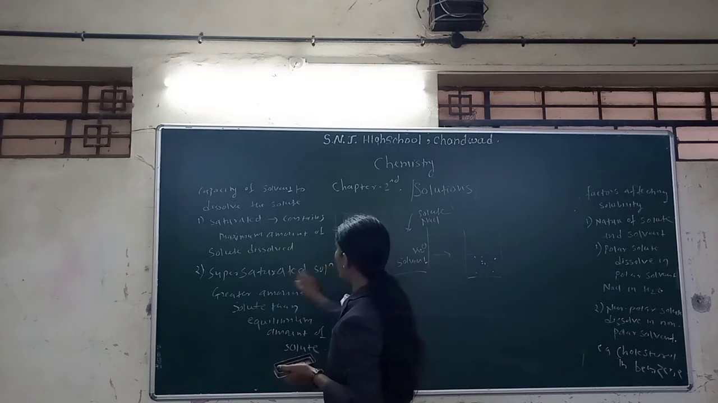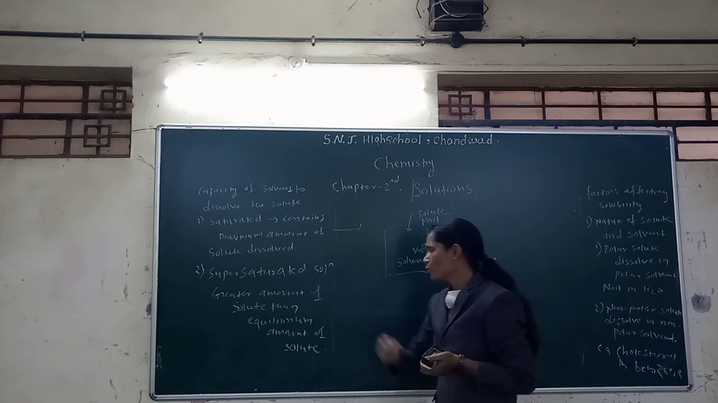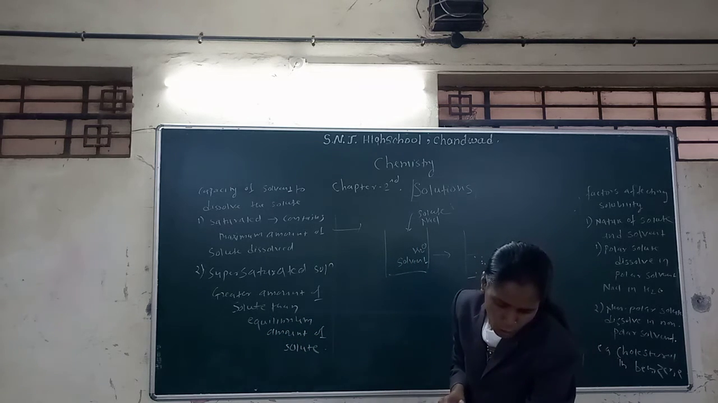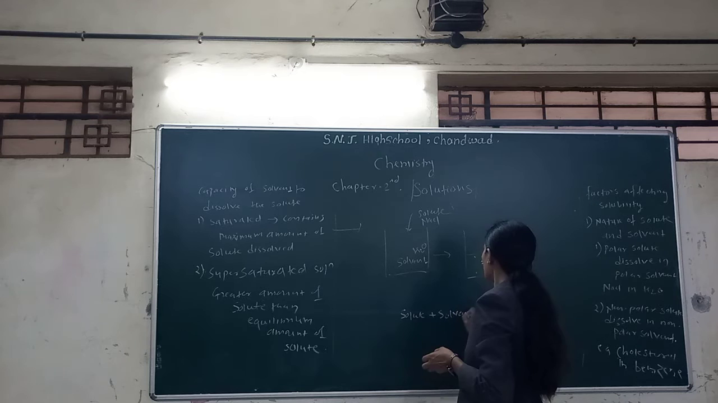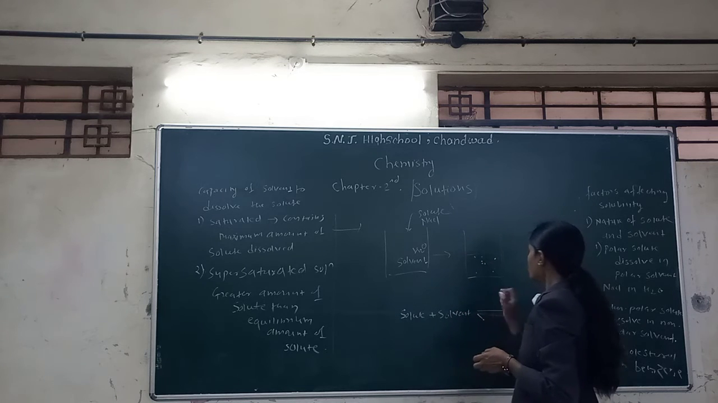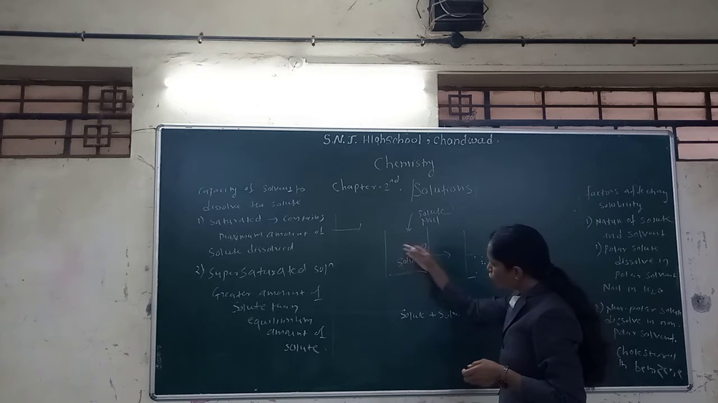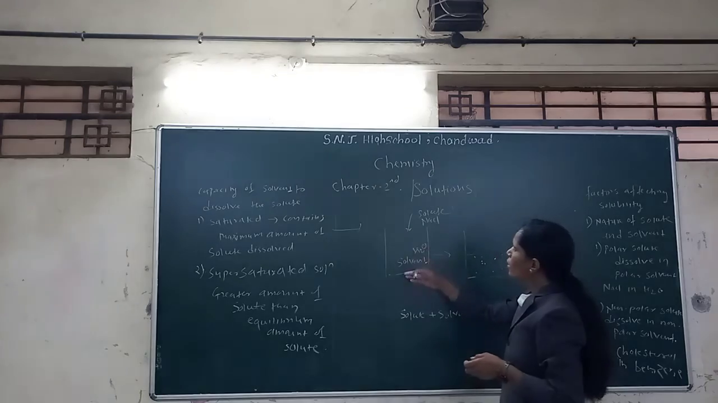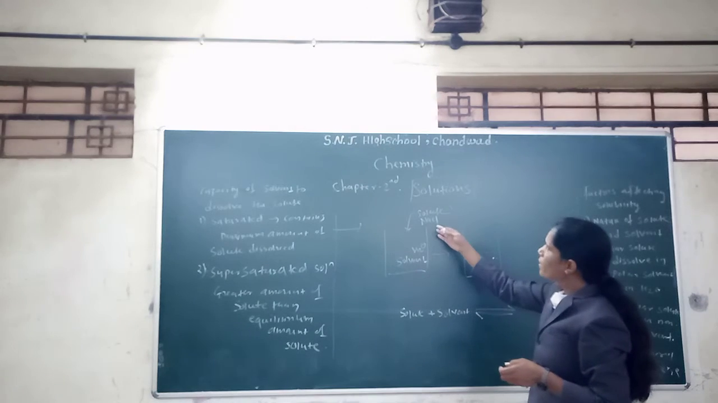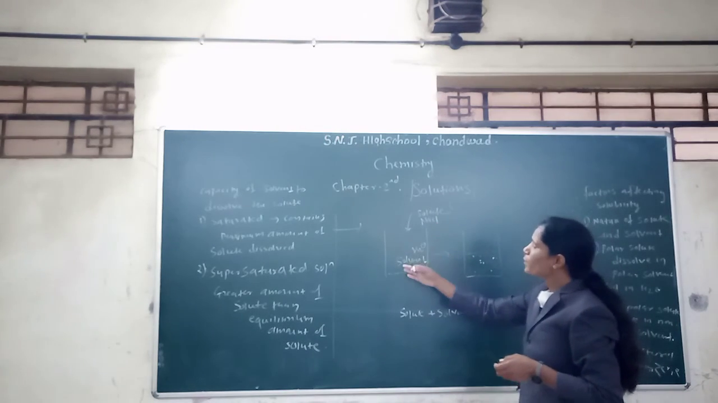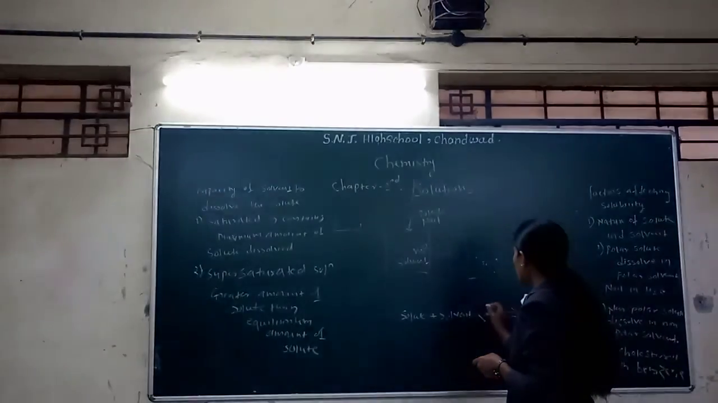Supersaturated solution means a greater amount of solute than the equilibrium amount of solute. In an equilibrium solution, when solute is dissolved in solvent, equilibrium is established between two processes. When NaCl is added, the rate of dissolution of NaCl is equal to the rate of crystallization of NaCl. When the amount of NaCl is in excess, the rate of dissolution of NaCl decreases. That is, solute plus solvent.